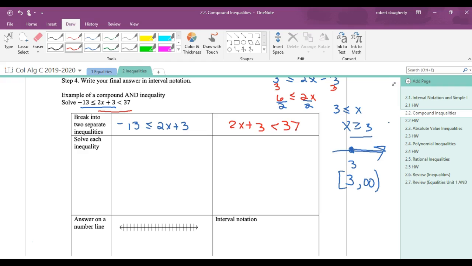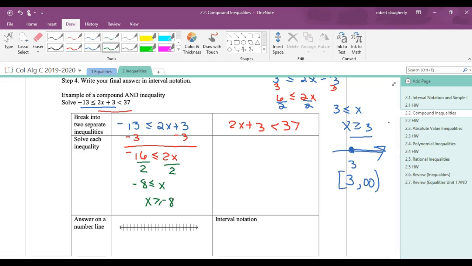So what will I do to solve this one? Subtract 3 from both sides. And I get negative 16 less than or equal to 2x. And then I divide by 2. I get negative 8 less than or equal to x. How do I rewrite that where the variable comes first? x is greater than or equal to negative 8. Okay, so that's the first one.